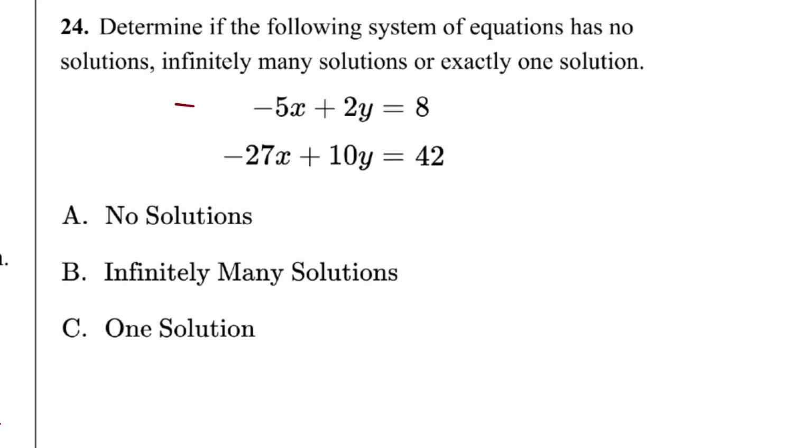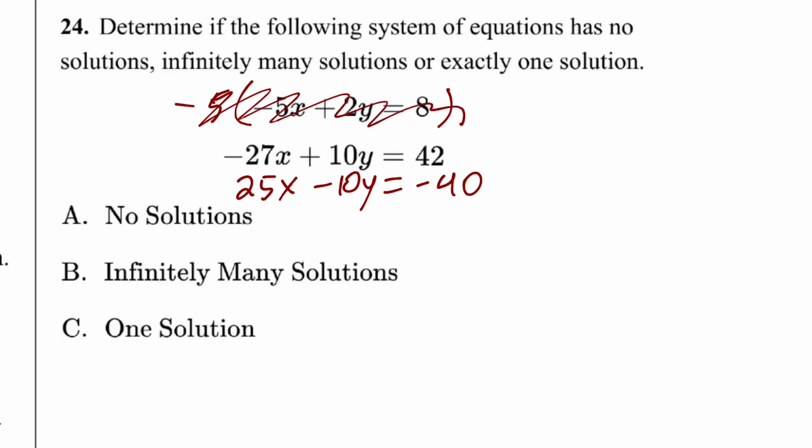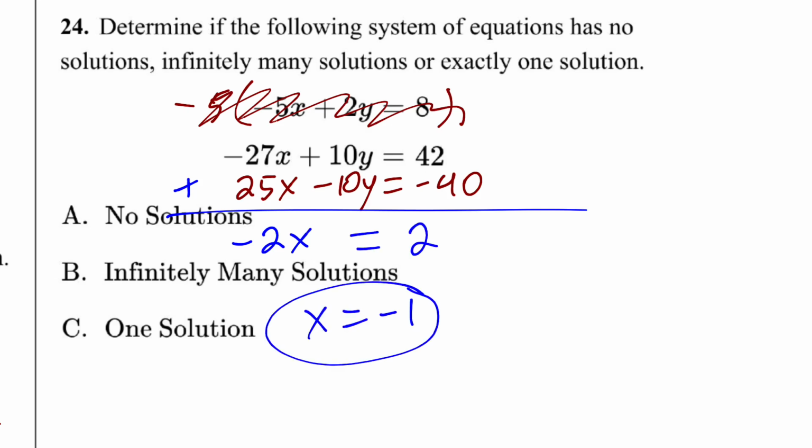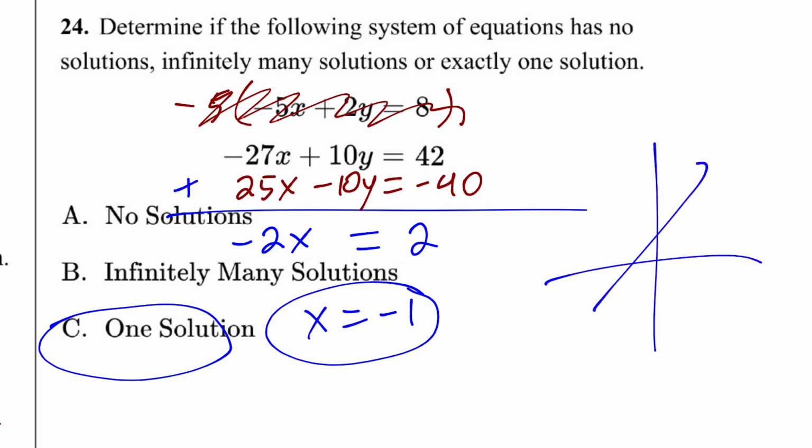So here, if I take the top one times a negative 5, I get 25x minus 10y is equal to negative 40. I'll cross out that original one there. If I was to use addition straight down, I have negative 2x is equal to 2, or x is equal to negative 1. So already, I know that there's one solution. I could go back and plug in and find out what the other one is, but I have proven that there is one solution. This is like normal, where we have two lines, they cross in exactly one point.